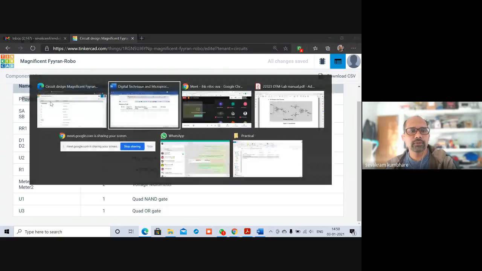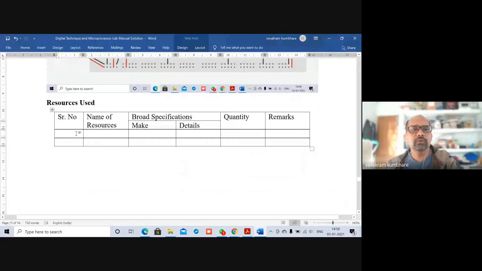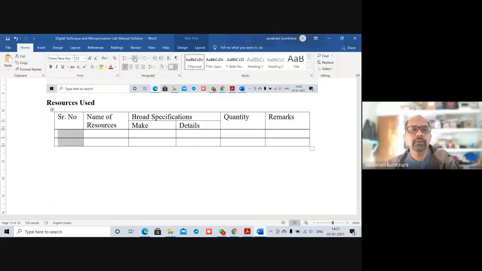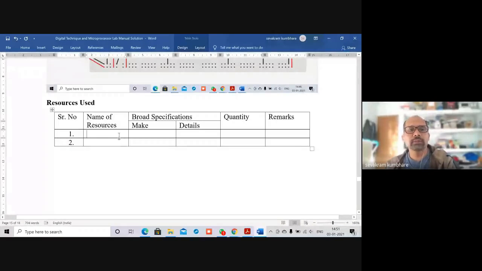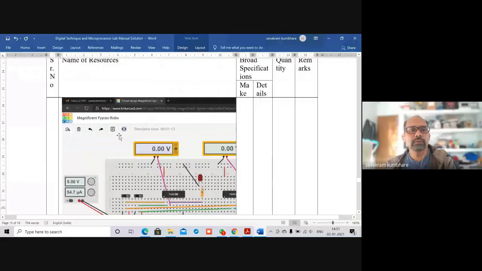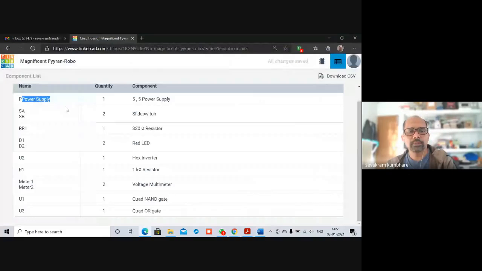So name of resource. This is serial number. So what we can do? So this is power supply. This is power supply.